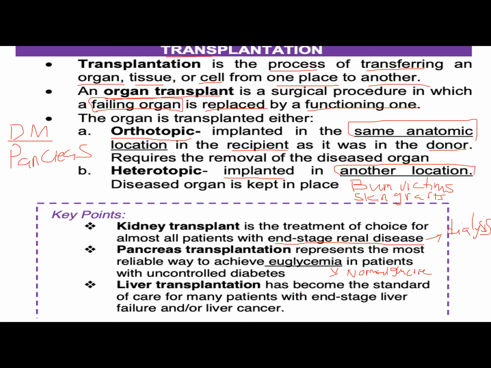Then liver transplantation has become the standard of care for many patients with end-stage liver failure or liver cancer. So kidney transplant for end-stage renal disease, those undergoing dialysis; pancreatic transplant to achieve euglycemia; and liver transplant for end-stage liver failure or liver cancer.